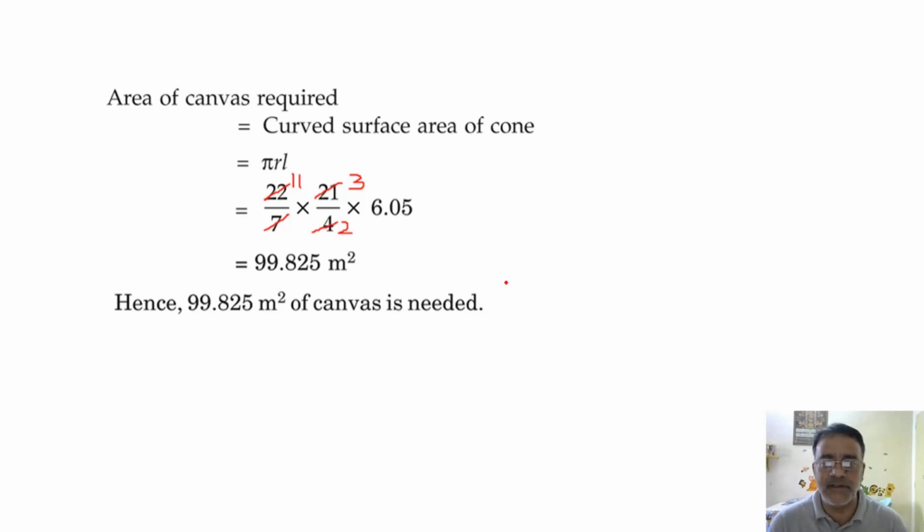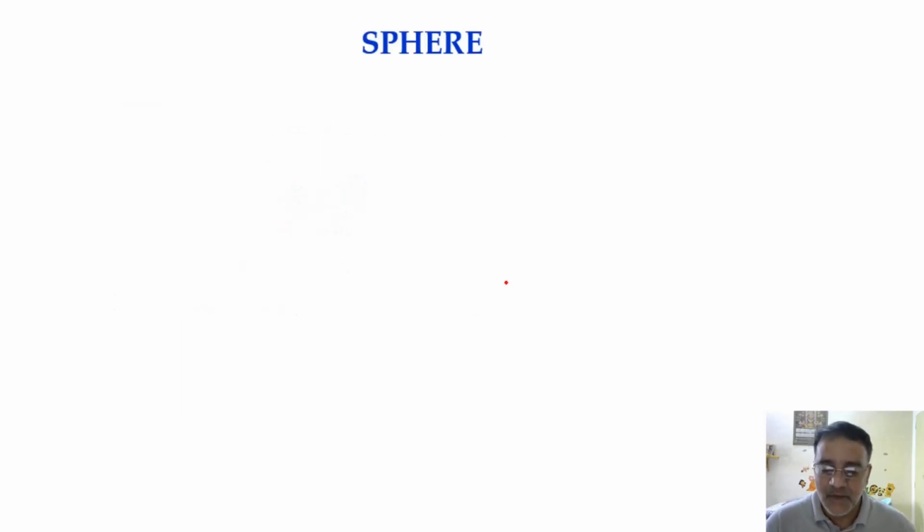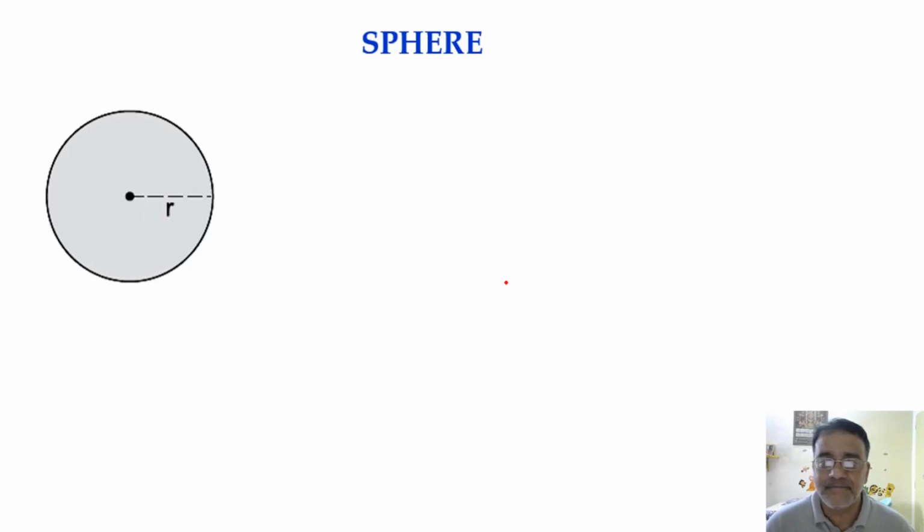Now we are moving towards the next topic, sphere and hemisphere. So let us recapitulate the formula. Sphere. What is the curved surface area of sphere? 4 pi r square. Right, very good. 4 pi r square. Curved surface और total surface area दोनों same होता है sphere में.